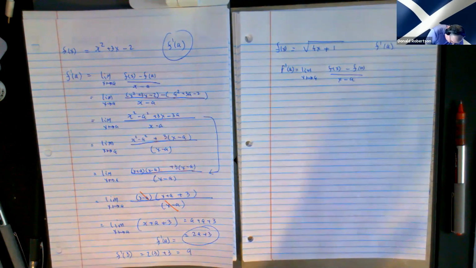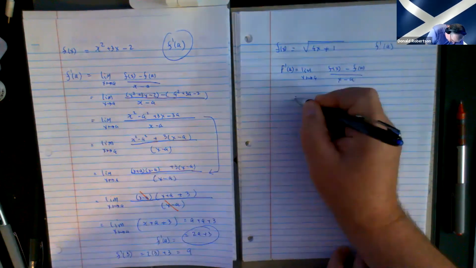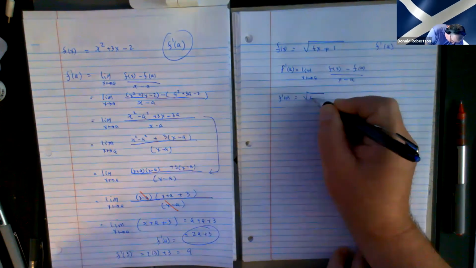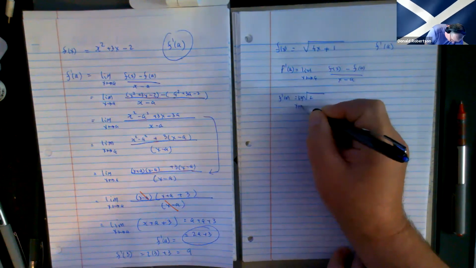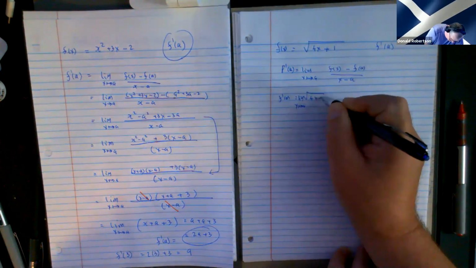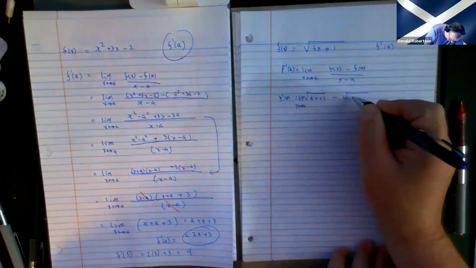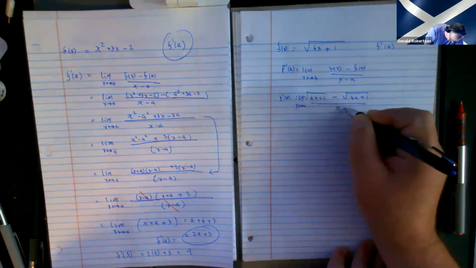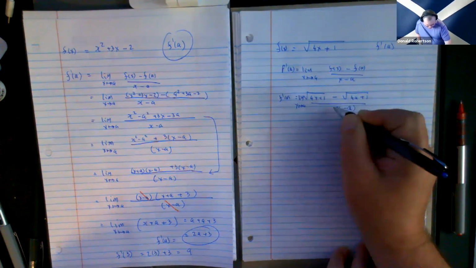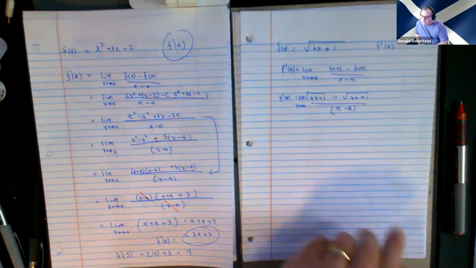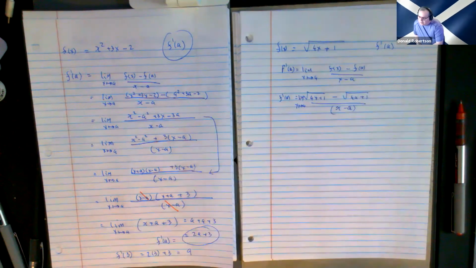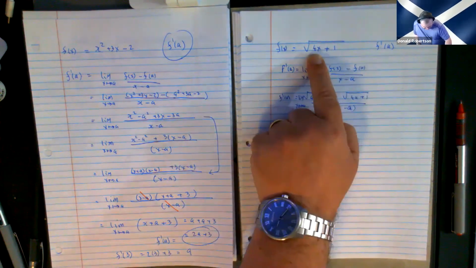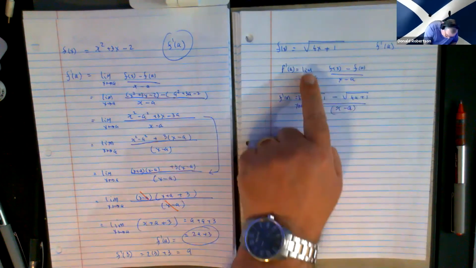Right, back to this fella. It's going to be the square root of 4x plus 1, take away the square root of 4a plus 1, over x minus a. Are you all happy about f of x, take away f of a? Right, not that hard to do. f of a is the square root of 4a plus 1. f of x is essentially itself.